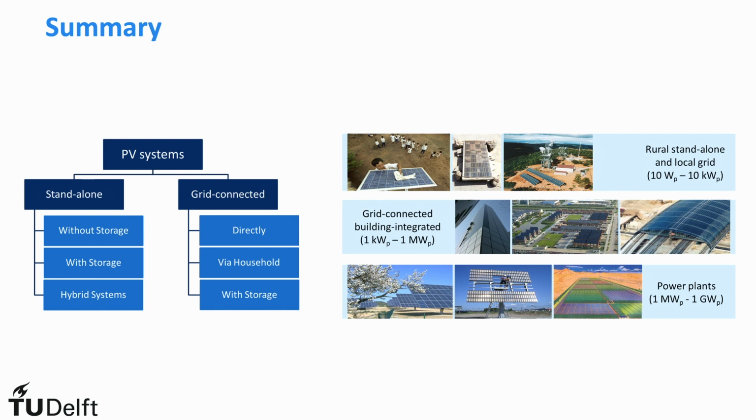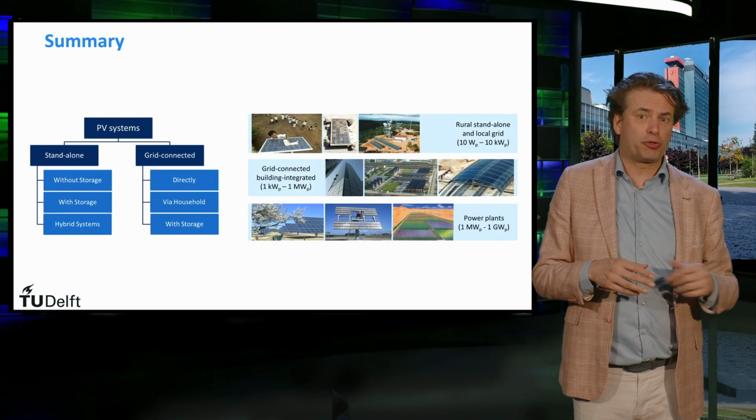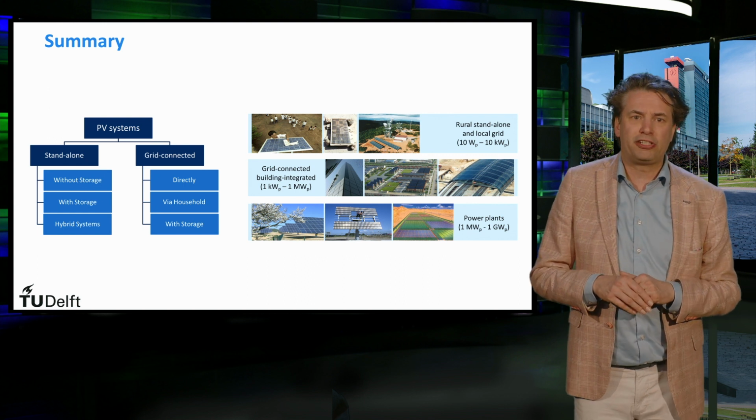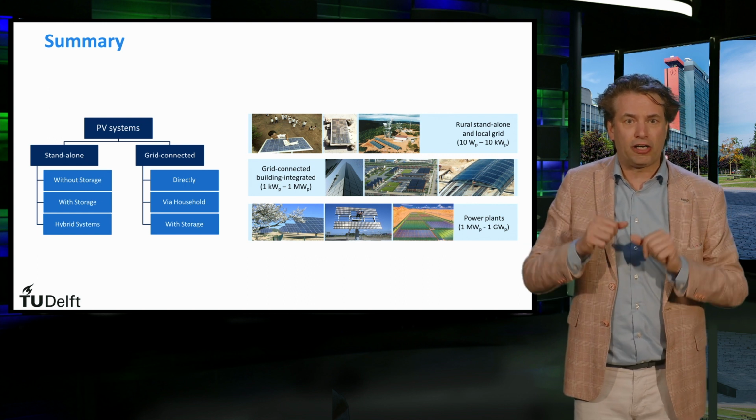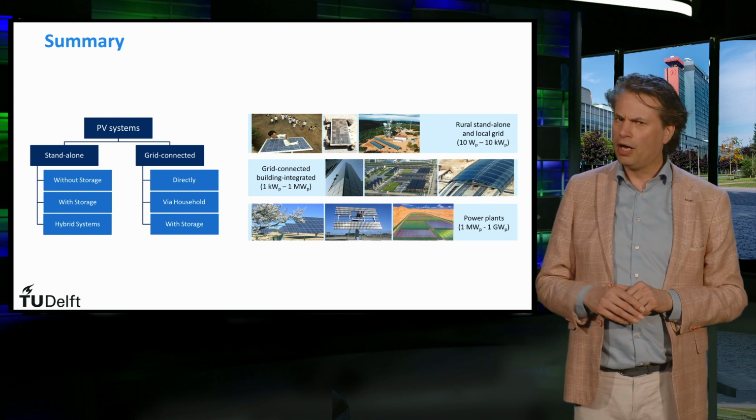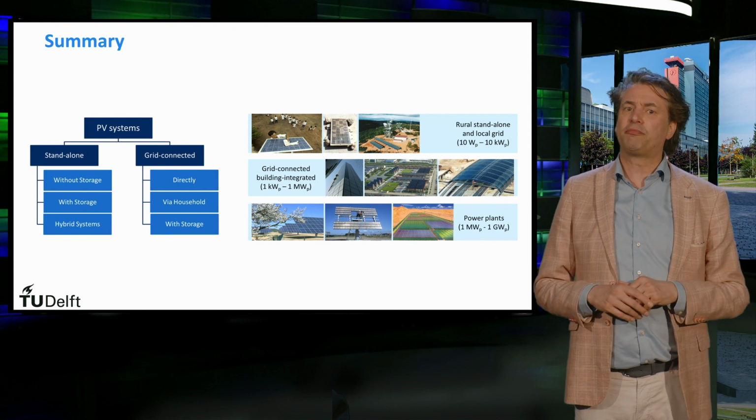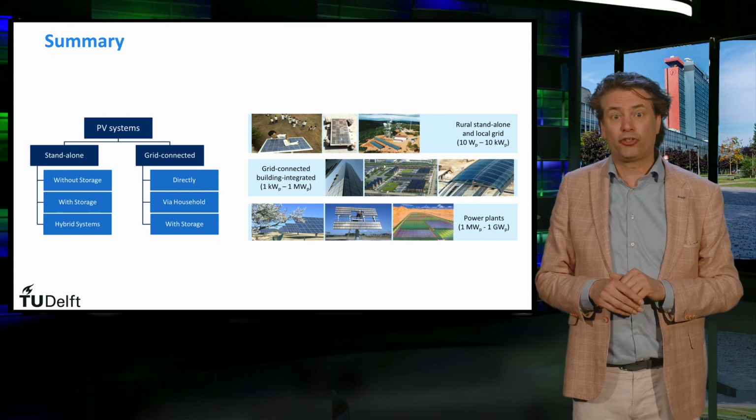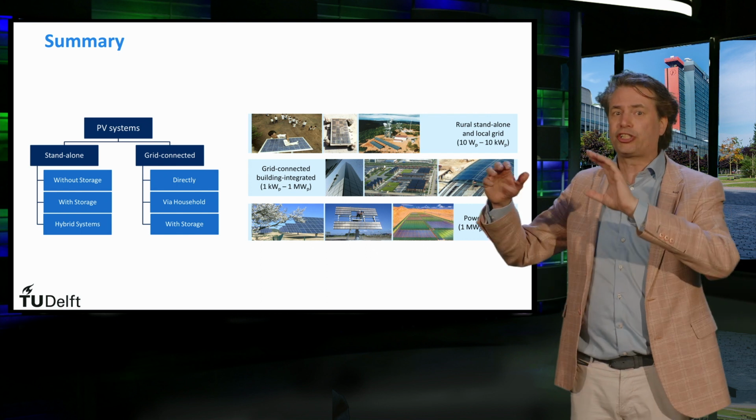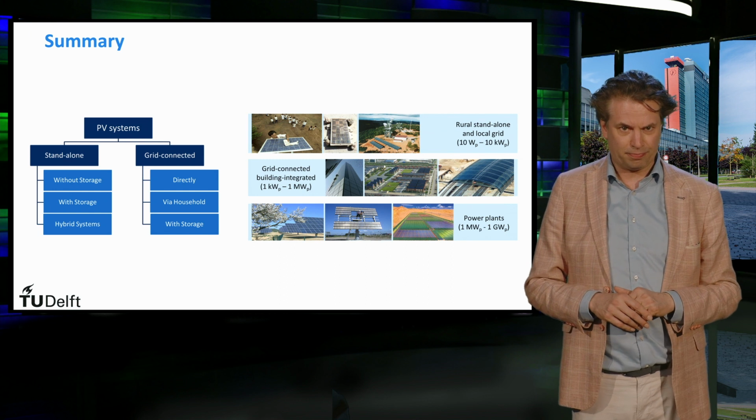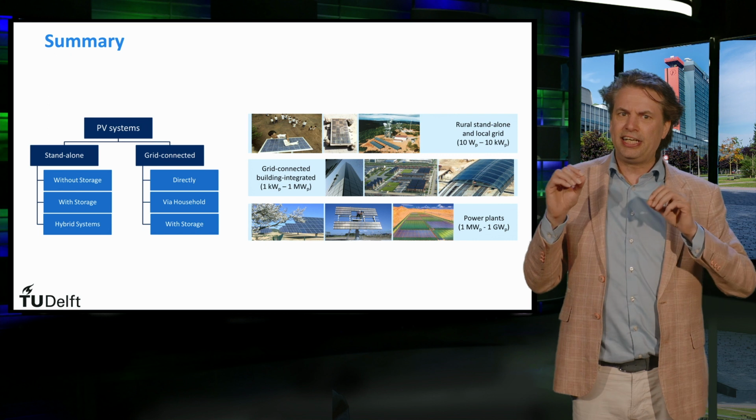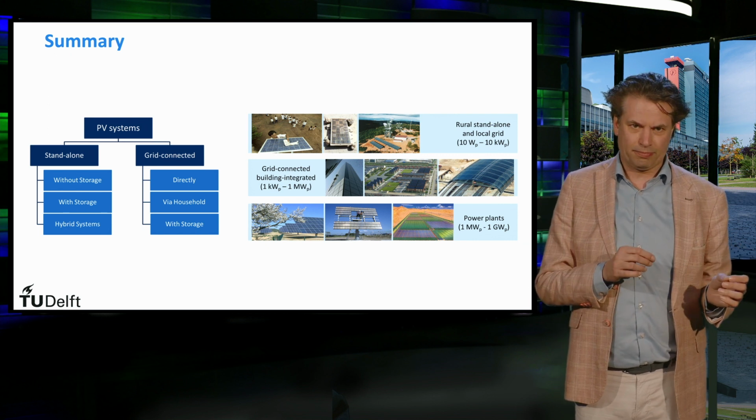As a recap, we have categorized PV systems first by their role and function in the bigger energy system: the standalone PV system without storage, with storage, and hybrid system on one side, and the grid-connected PV systems, directly, via household, and with storage-powered PV systems. A second classification of PV systems discussed is classification by installed peak power, going from rural standalone PV systems to large-scale utility PV plants. The type of PV system determines which components need to be integrated in the system.